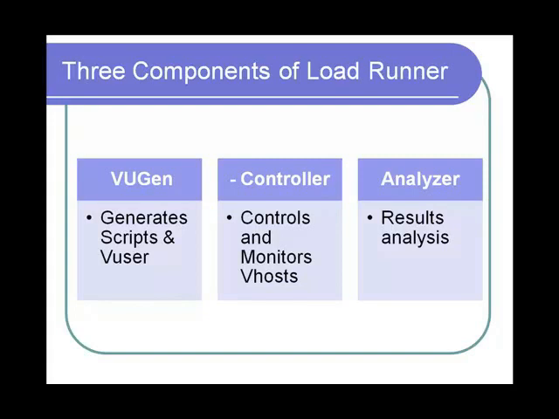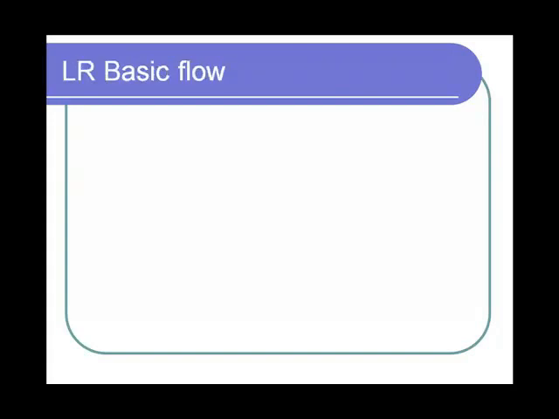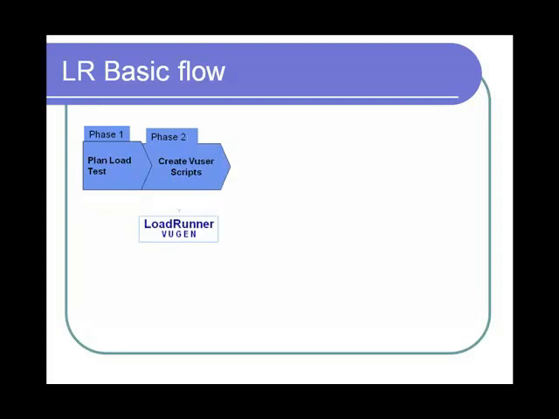The basic process flow in LoadRunner. Phase 1 consists of planning the load test. What type of testing do you want to do? Whether it's spike testing, load testing, endurance testing, volume testing, which scenarios to be covered, which transactions to be covered, what is the expected system performance, and so on. So this is phase 1 of load testing, which is nothing but planning the load test. Phase 2 is creating virtual user scripts, which is nothing but recording the various operations that the virtual users will do on the system under test. The VU generator is used for creating the virtual user scripts.